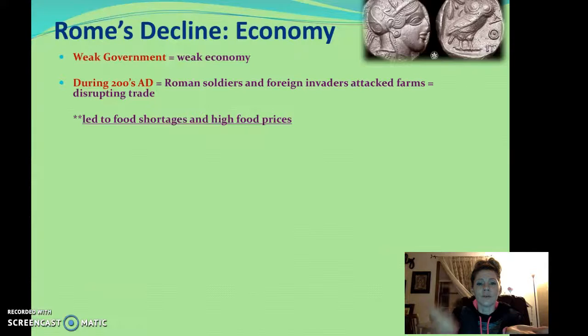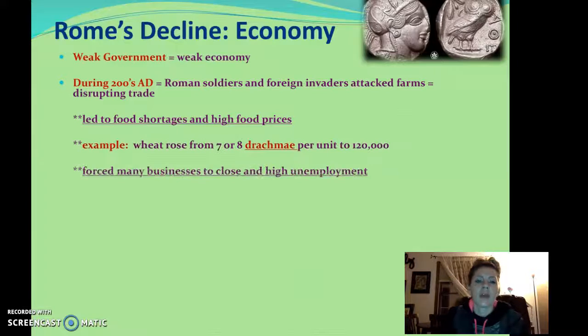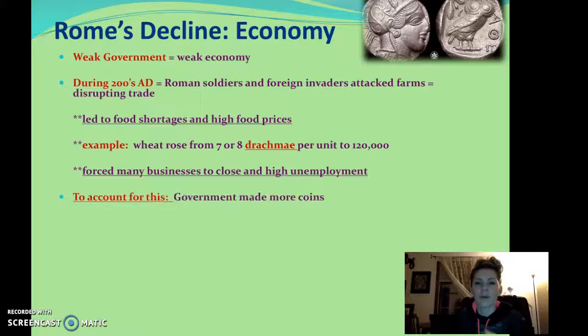Well, if there's not enough food, the price of the food gets higher because there's not a lot of it. Okay, as an example, if we look at wheat, a bushel of wheat would normally cost like 7 or 8 drachmae, which was very normal. At this time, it went up to 120,000, so most people couldn't afford that at all. Okay, businesses closed, high unemployment was occurring.